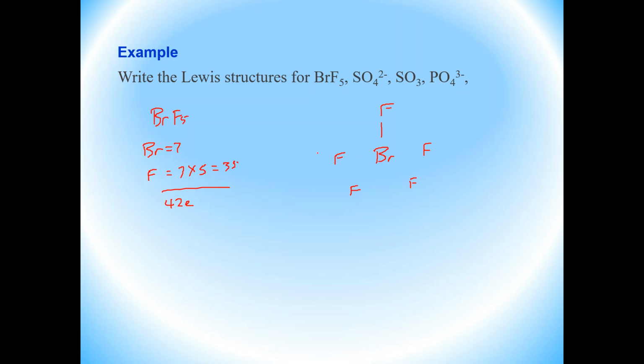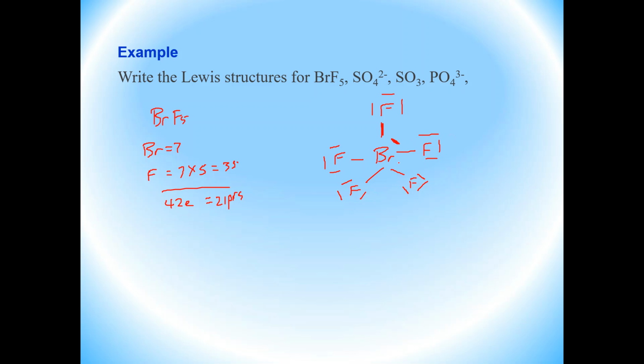So we start assigning the electrons. This would be the first pair, 2, 3, 4, 5, then 6, 7, 8, 9, 10, 11, 12, 13, 14, 15, 16, 17, 18, 19, 20. Now, this is 20 pairs, so the question becomes, where will the 21st pair go? The 21st pair would go on the bromine, like that. So that would be the Lewis structure of this particular molecule.